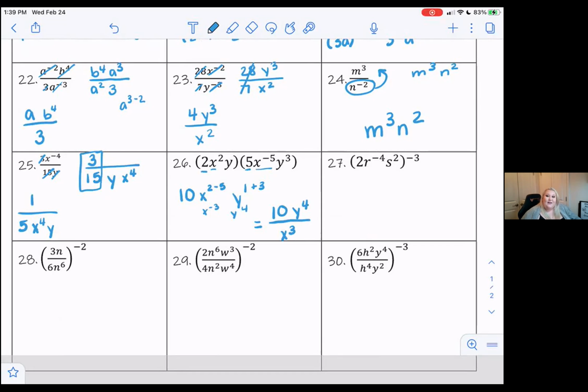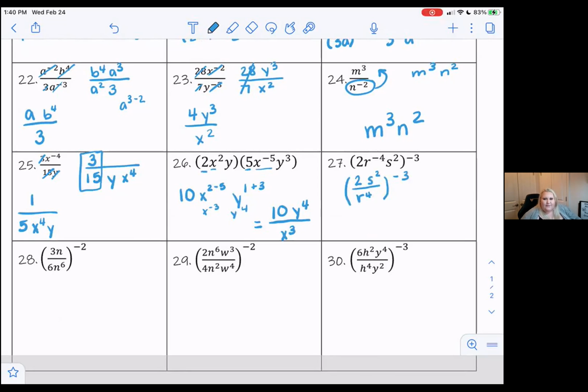For number 27, I'm going to deal with what's inside first. I'm going to simplify the inside as much as I can. So I've got this r to the negative fourth. So I'm going to put the r on the bottom, r to the fourth, and then the s to the second stays on the bottom. Don't forget to bring back those parentheses times negative 3.